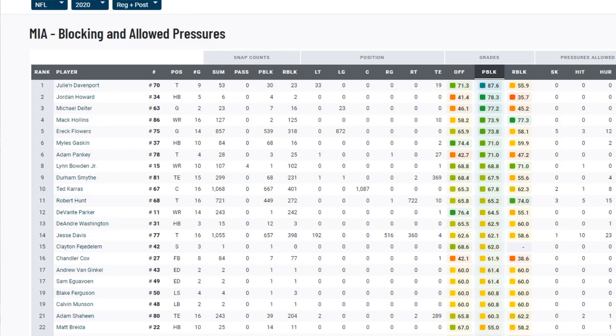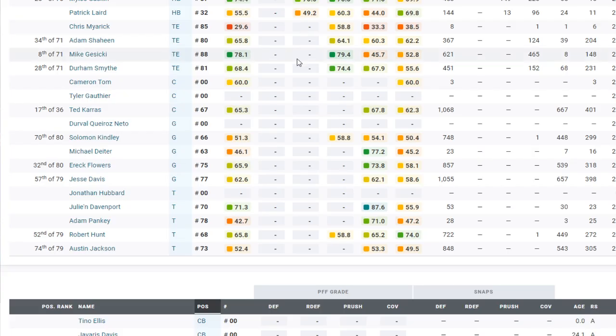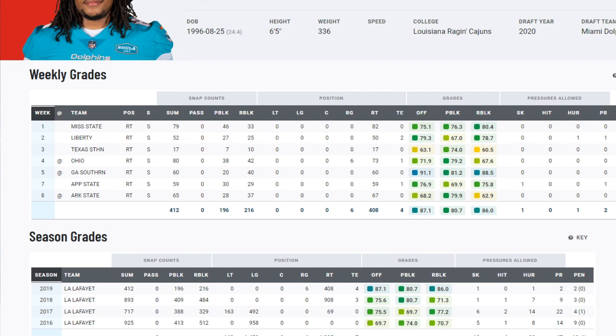What would be the problem with drafting Penei Sewell, making him your left tackle, taking first-round pick out of USC, Austin Jackson, sliding him over to right tackle, taking Robert Hunt, moving him to left guard where he spent most of his time in college and letting him play there? I don't see why that would be a problem.